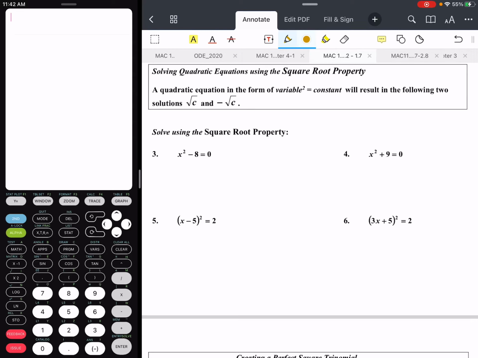All right, now we're using our next method to solve quadratic equations, and this is solving using the square root property. So when I see the square root property, I think plus or minus, plus or minus.